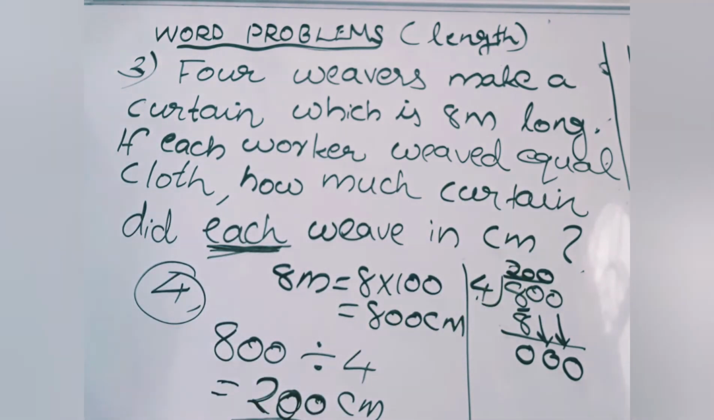If they ask in meter, it is 2 meter. So 4 weavers are there, the total length is given, and how much each one wove means it is division. You should divide, and you will get 200 centimeter, which is equal to 2 meter. Let's see one more question.